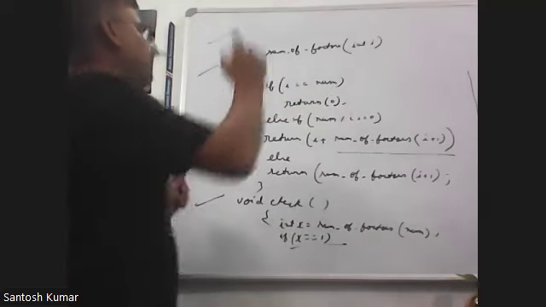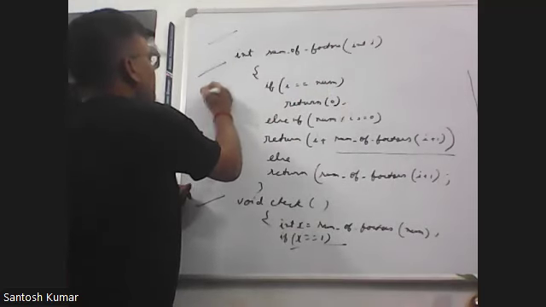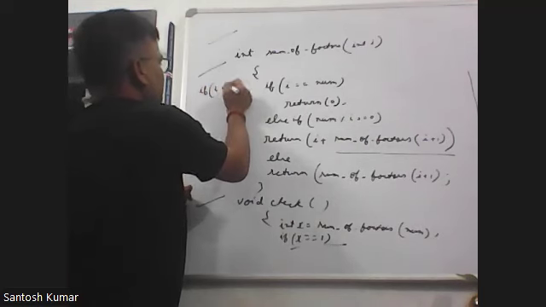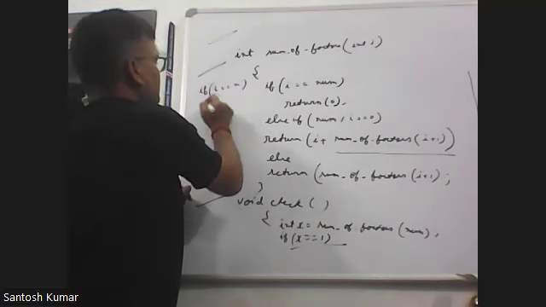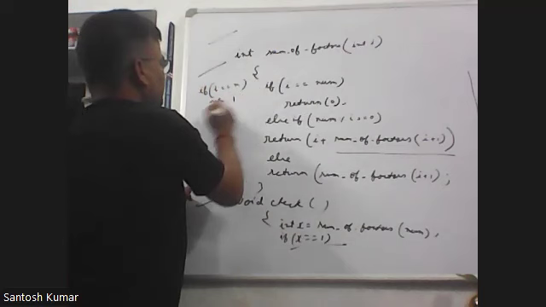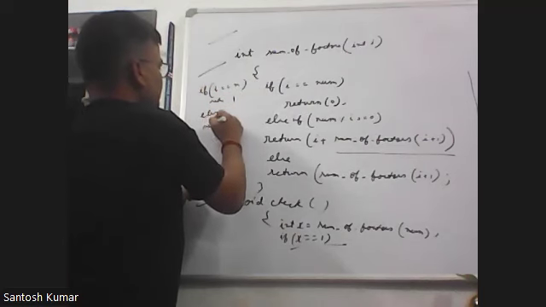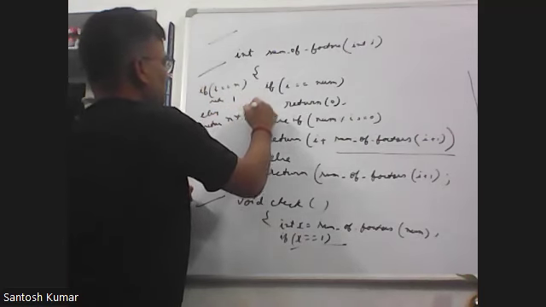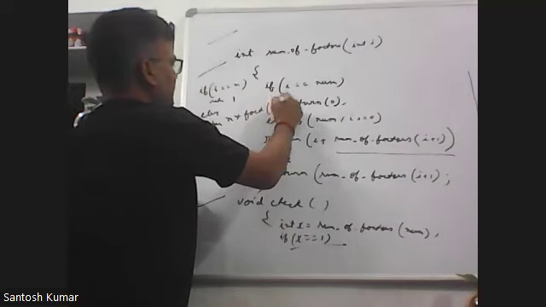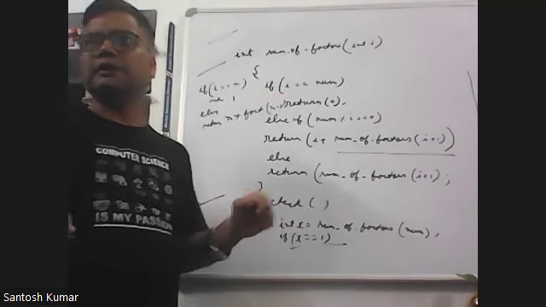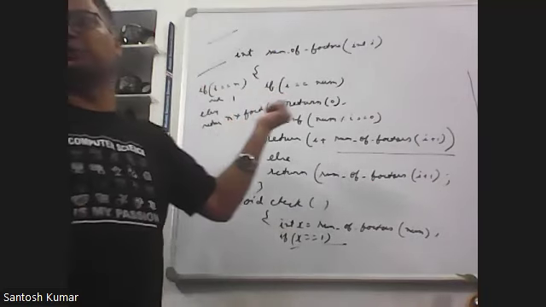For example, I have to find the factorial. So if i equals n, return 1, else return n into fact of n minus 1. Right? So I'm calling the function fact within the function.